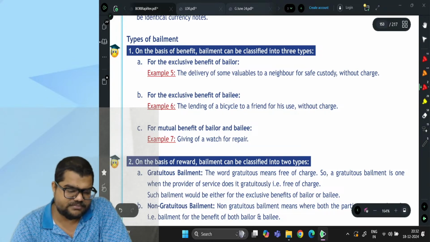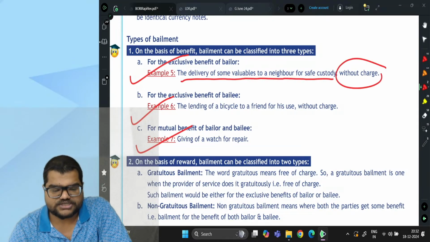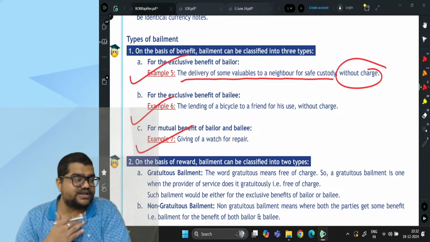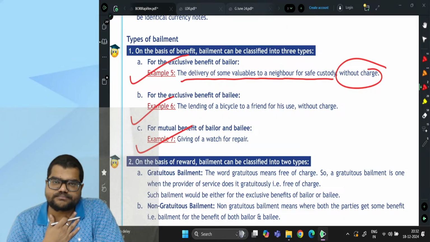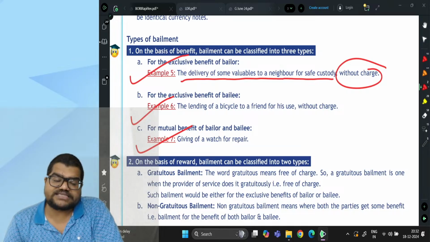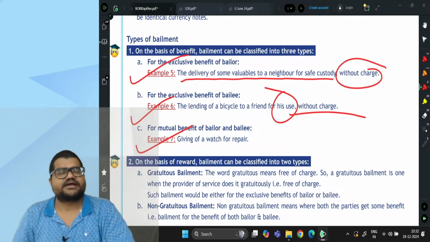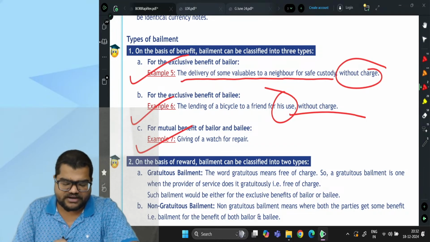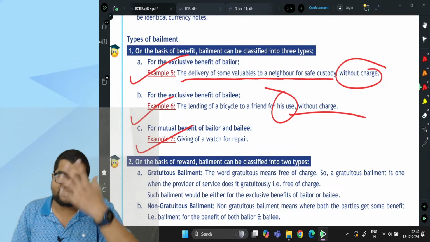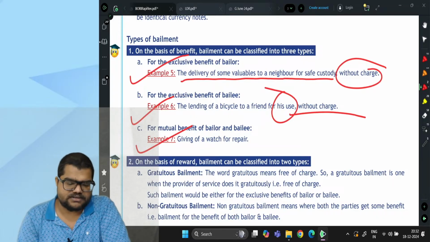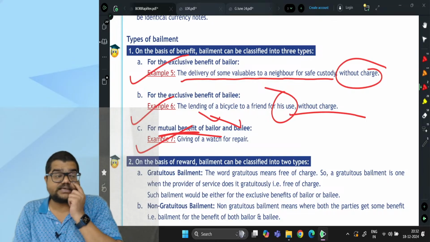If you just see the example, you understand everything. The delivery of some valuables to a neighbor for safe custody without charge. This is only for the bailor's benefit. Only I will benefit from this because my jewelry will be in safe custody. Second, lending of a bicycle to a friend for his use without charge. Only my friend will be benefited and not me. That basically again means for the exclusive benefit of the bailee. For my example, the car example, it is for the benefit of bailor and bailee both. Easy peasy.